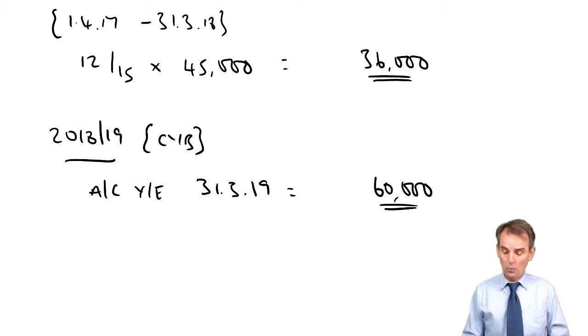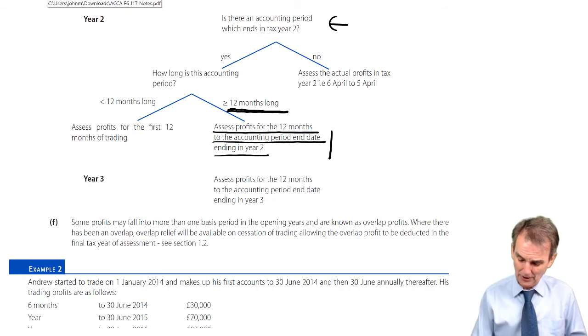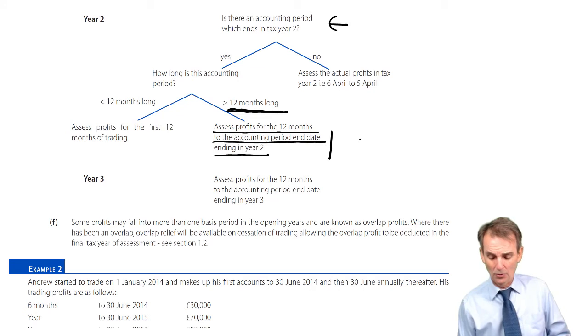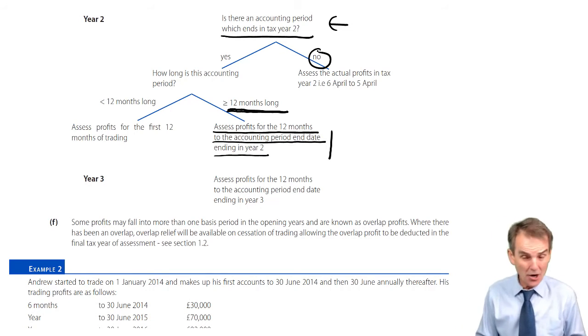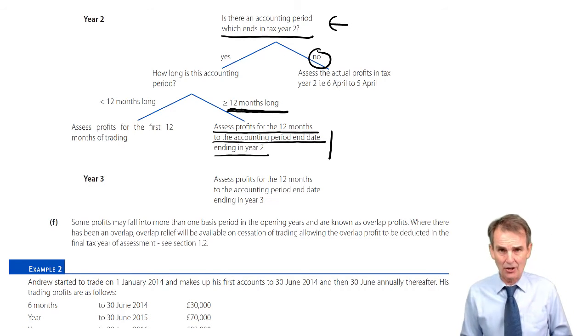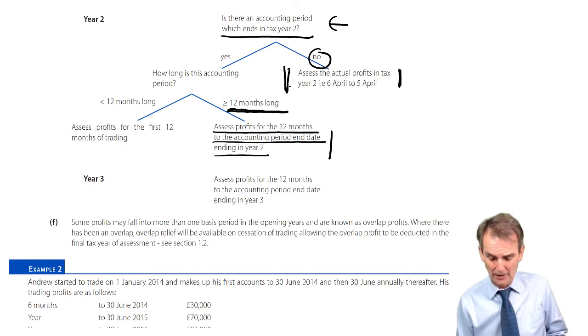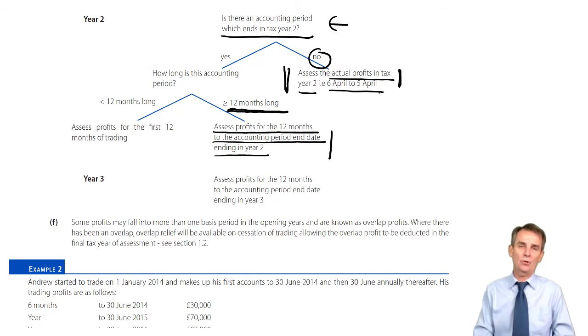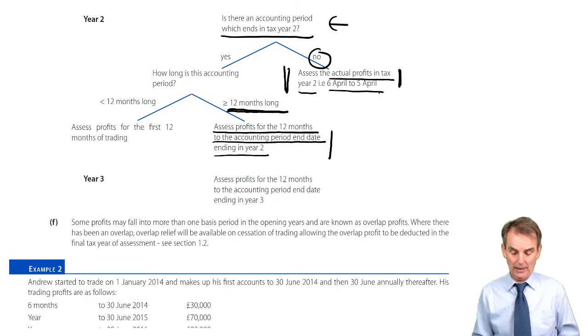That leaves us, therefore, with one other possibility. If we go back to our notes here, we saw, is there an accounting period which ends in that second tax year? Well, the answer is rare, but it could be no. And if that answer is no, what do we do then? Very simple. We use an actual basis. We assess the actual profits in the tax year, the second tax year, i.e. 6th of April through to the following 5th of April. We use an actual basis of assessment.